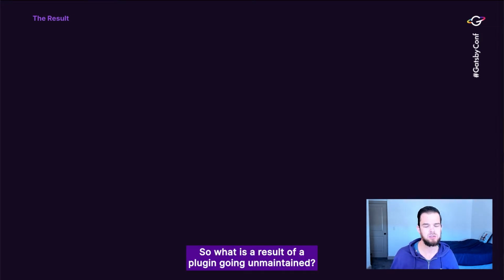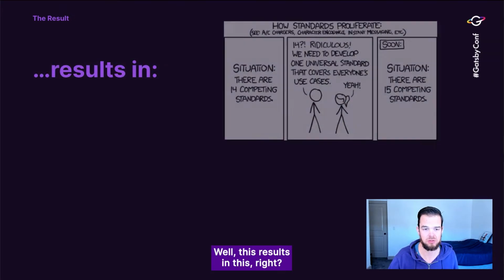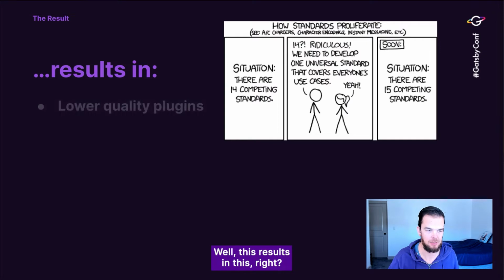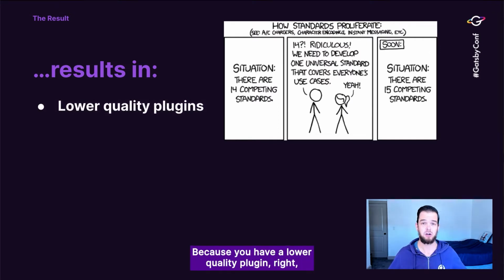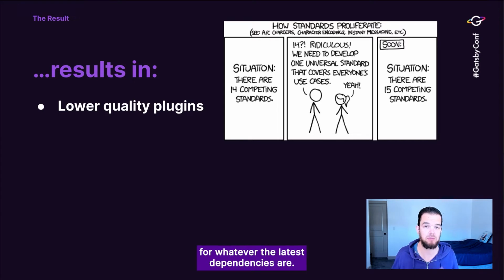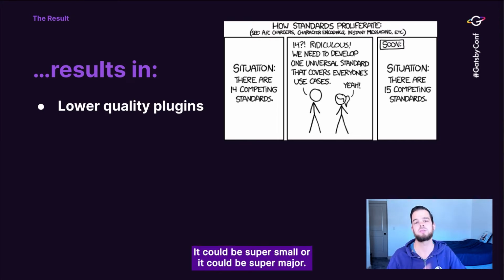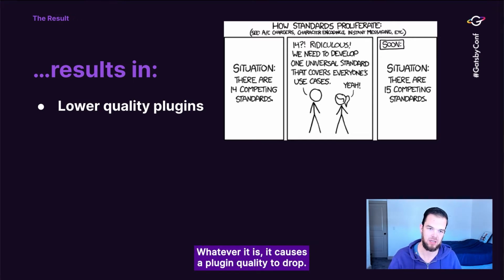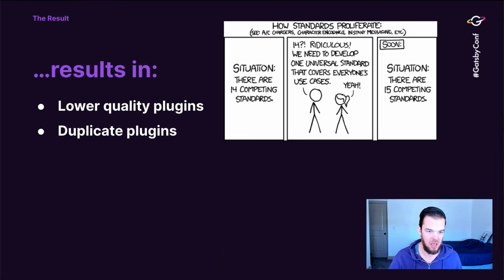So what is the result of a plugin going unmaintained? What's the net effect on the community? Well, this results in this, right? Because you have a lower quality plugin, maintenance isn't happening. Maybe someone shows up and they have a bug. They would like a dependency bump for whatever the latest dependencies are. It could be super small. It could be super major. Whatever it is, it causes plugin quality to drop. That's not great for the community.